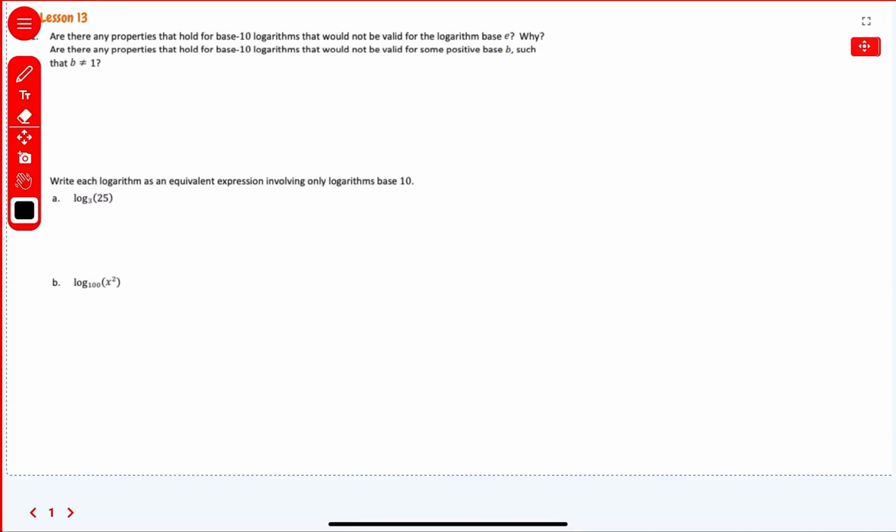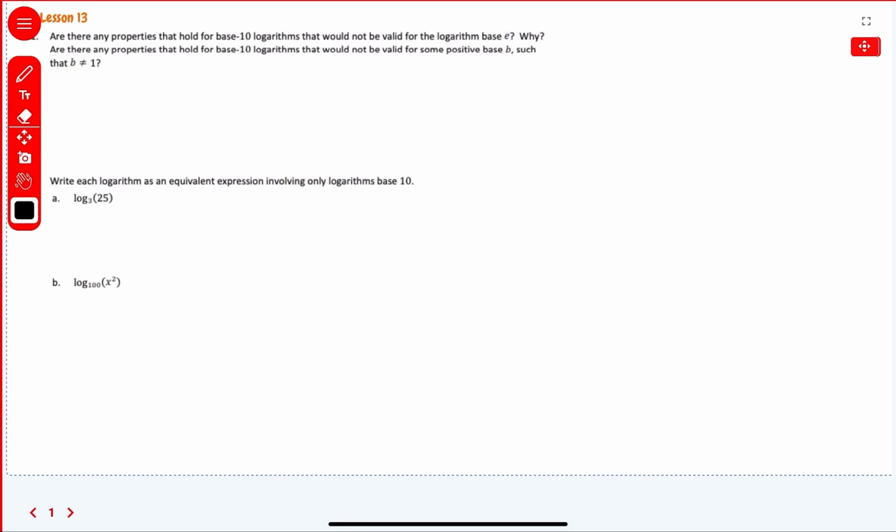Module 3, Lesson 13. And we're talking about changing the bases here. So it says, are there properties that hold for the base 10 logarithms that would not be valid for the logarithm base e? Why? And are there any properties that hold for base 10 logarithms that would not be valid for some positive base b, such as that b cannot equal 1?